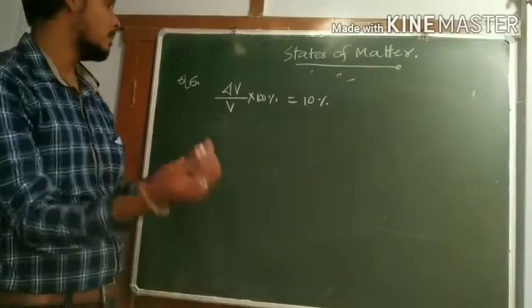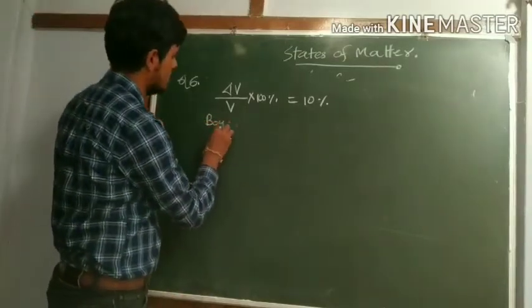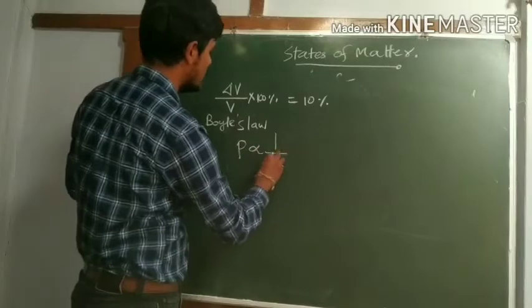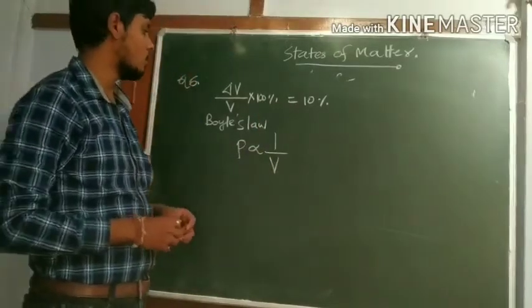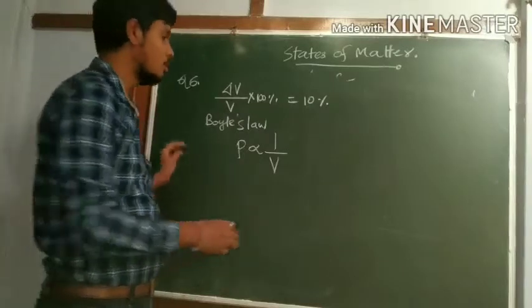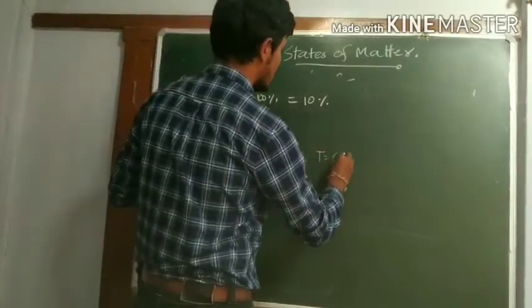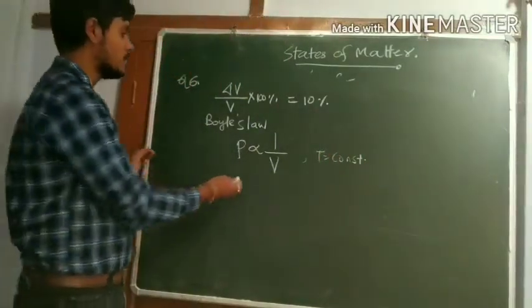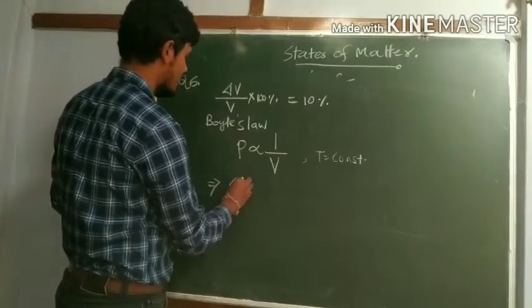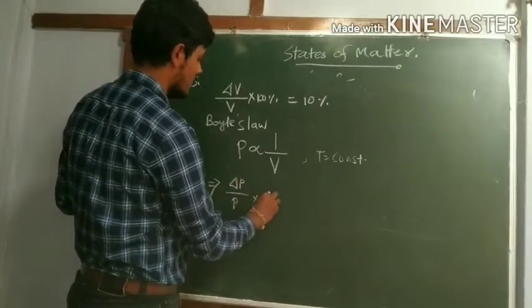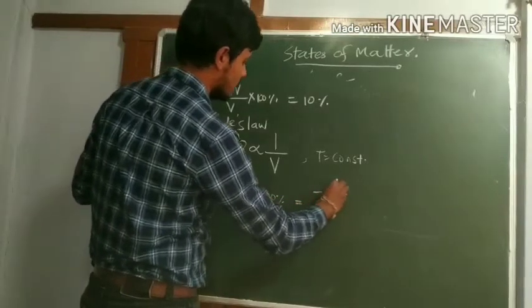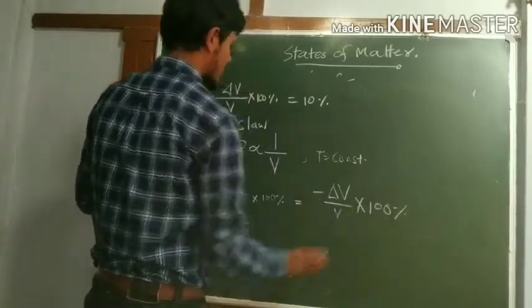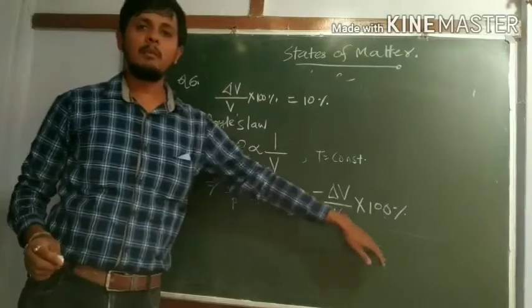Okay, so from Boyle's law, pressure is inversely proportional to volume when temperature is constant. If temperature is constant, then pressure and volume are inversely proportional. So if this is the case, then we can write del P by P into 100 equals minus of del V by V into 100%.